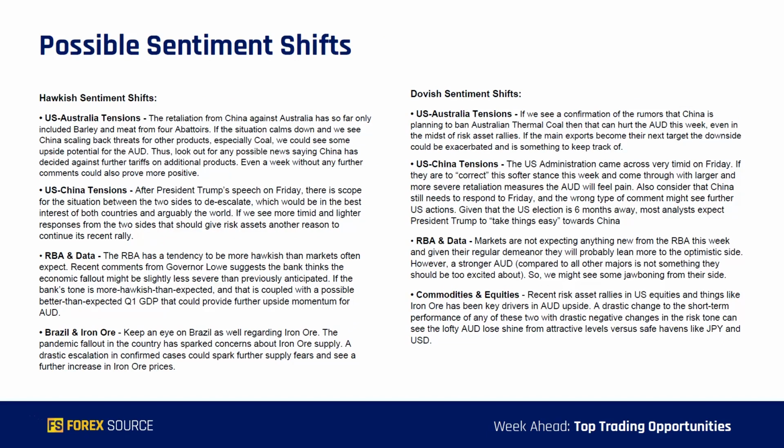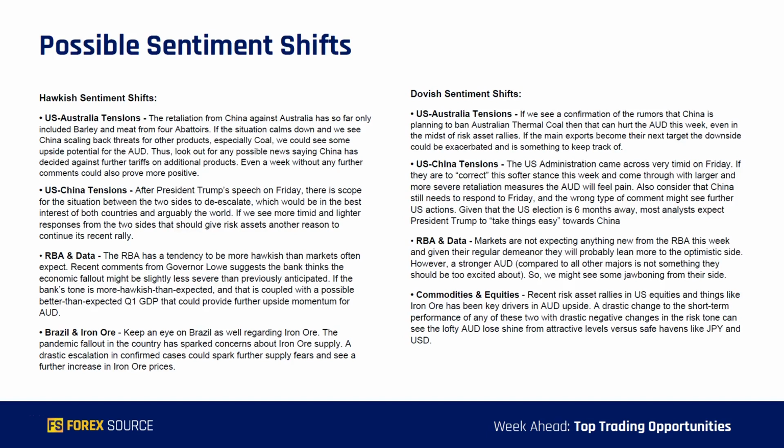Then turning to possible sentiment shifts, starting with the hawkish ones, China-Australia tensions. Now, the retaliation from China against Australia has so far only included barley and meat products from 4 abattoirs. If the situation calms down and we see China scaling back those threats, especially for other products like coal, we could see some potential more upside for the Aussie.